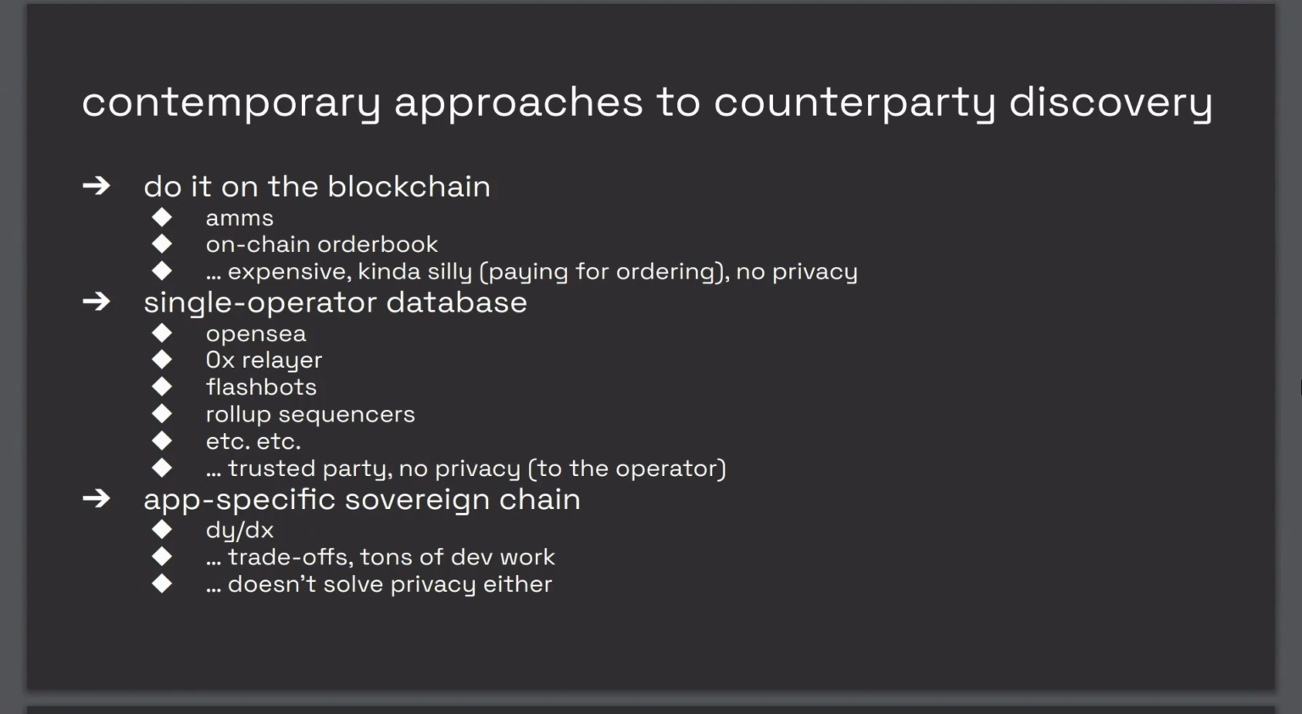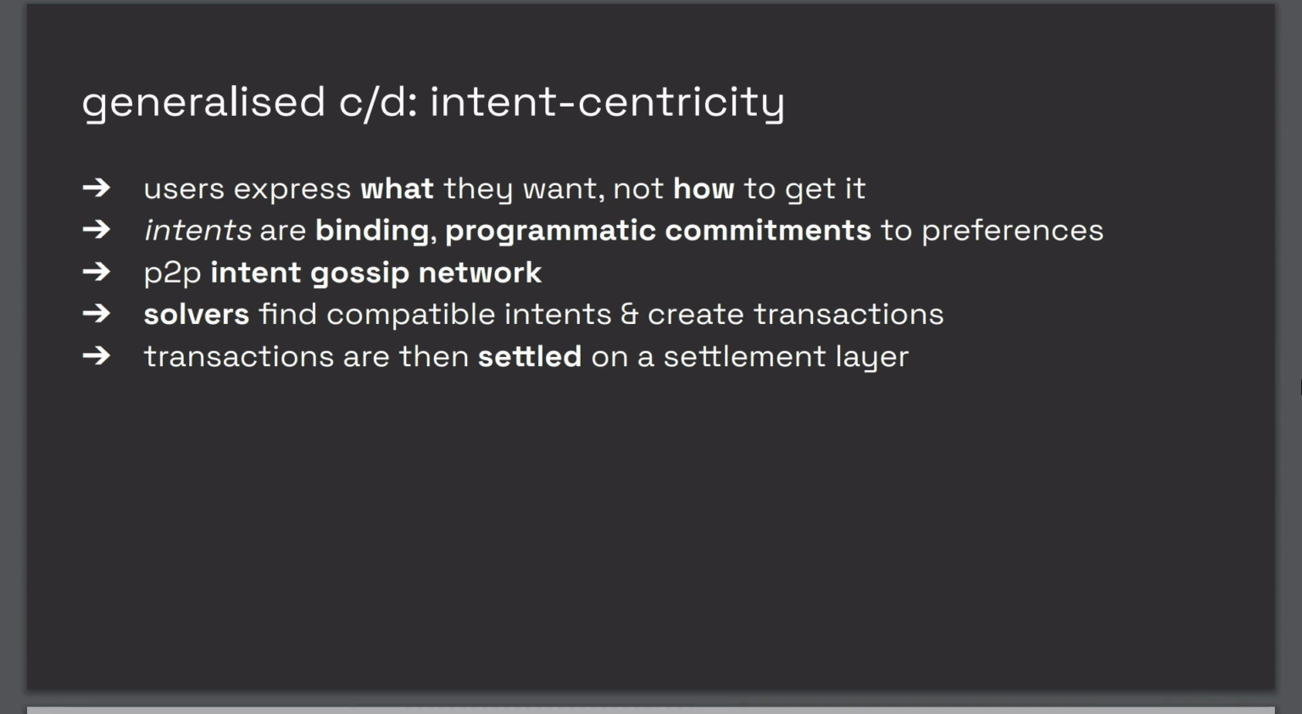Then the third approach, which we haven't seen so much, but a little bit, is an application-specific sovereign chain. So DYDX, for example, the decentralized derivatives exchange, is pursuing this in the Cosmos architecture. You can change your technical layout so that it's a bit cheaper, but it's still posting stuff to the blockchain. It's tons of dev work, and without some other system, you don't have any privacy.